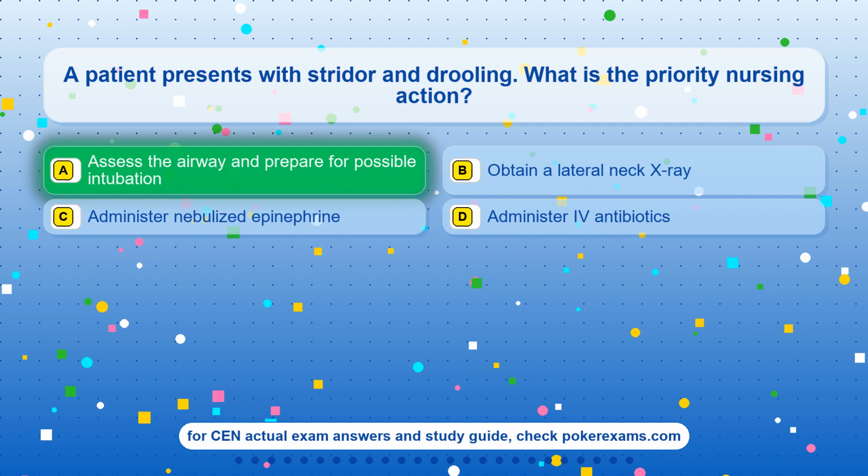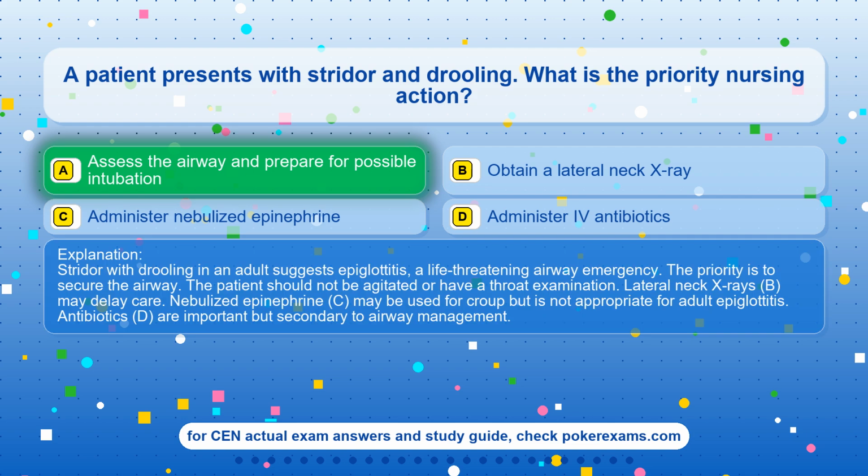The correct answer is option A, assess the airway and prepare for possible intubation. Stridor with drooling in an adult suggests epiglottitis, a life-threatening airway emergency. The priority is to secure the airway. The patient should not be agitated or have a throat examination. Lateral neck X-rays, B, may delay care. Nebulized epinephrine, C, may be used for croup but is not appropriate for adult epiglottitis. Antibiotics, D, are important but secondary to airway management.